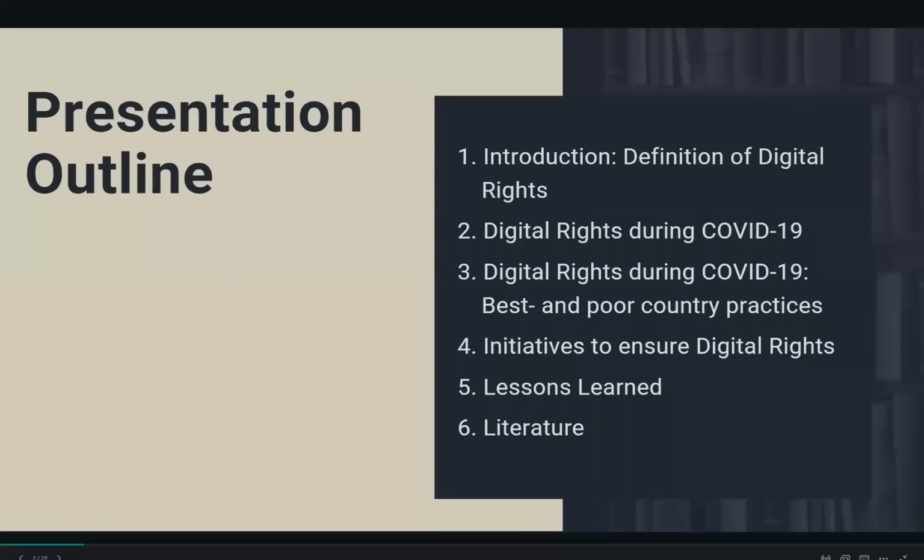First, we define what is meant by digital rights. Then we will go into the situation around digital rights during COVID-19. Using selected country cases, we will show how countries protect or violate digital rights during the pandemic. After that, we briefly introduce some initiatives that strive to ensure digital rights. Finally, we provide a summary in the form of a lesson learned.